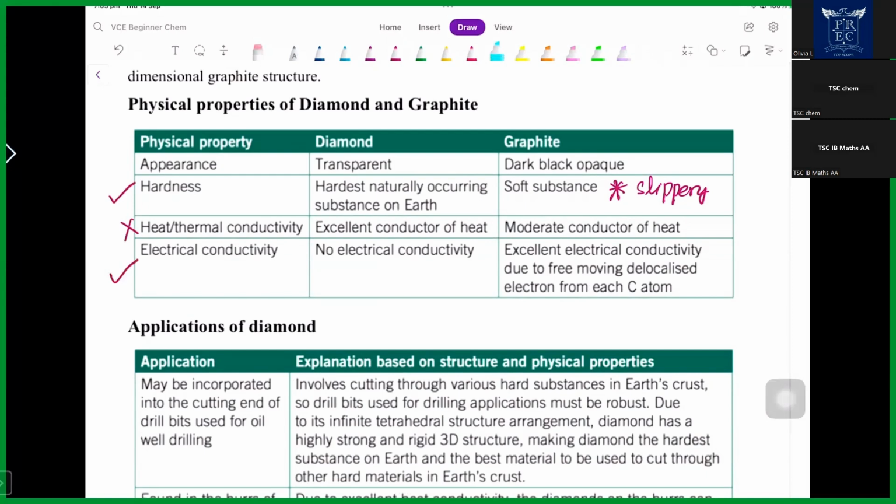They will always ask this: electrical conductivity is due to the free moving delocalized electrons. Okay, so this part is important. You should be able to explain why this can conduct electricity. They will ask why graphite can conduct electricity. Graphite is used as an electrode in electrolysis.